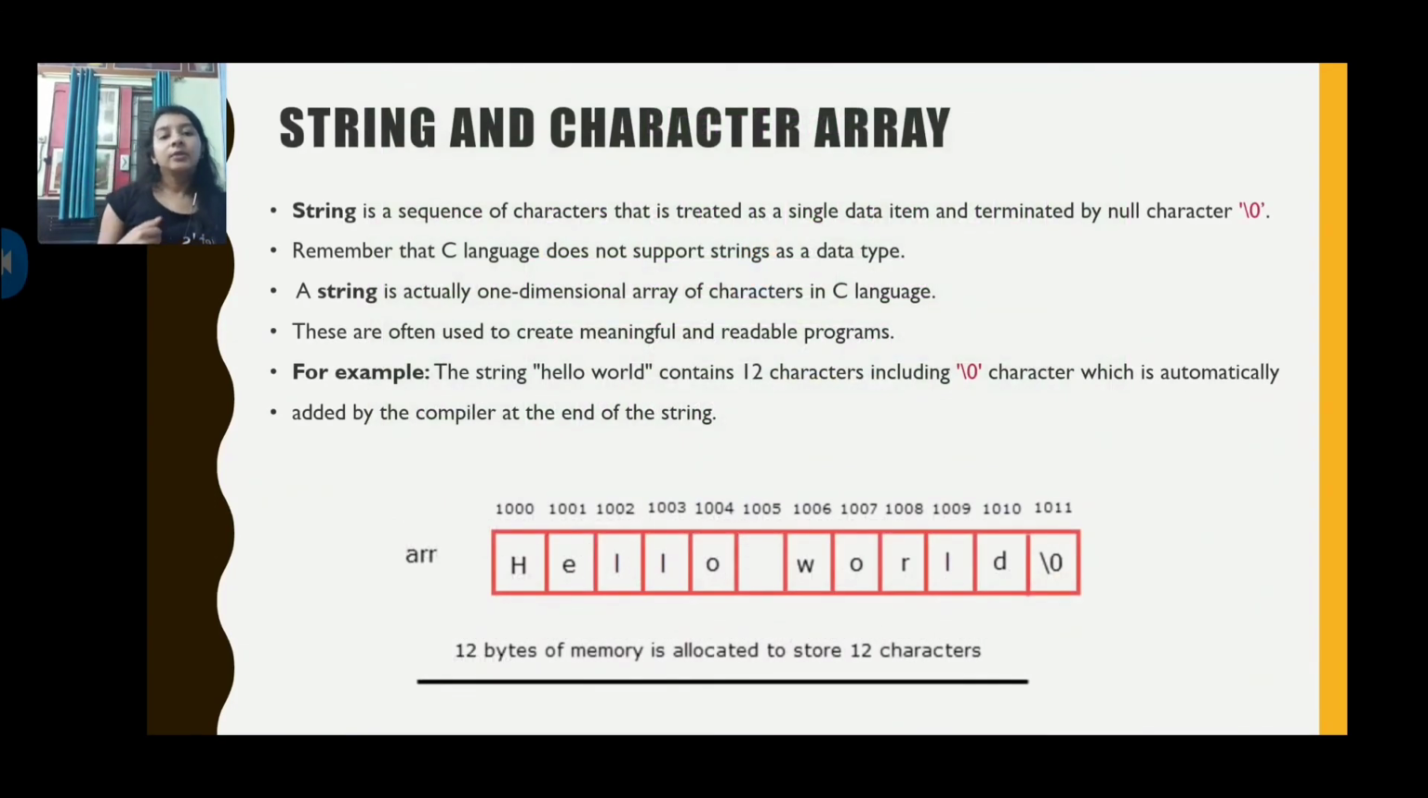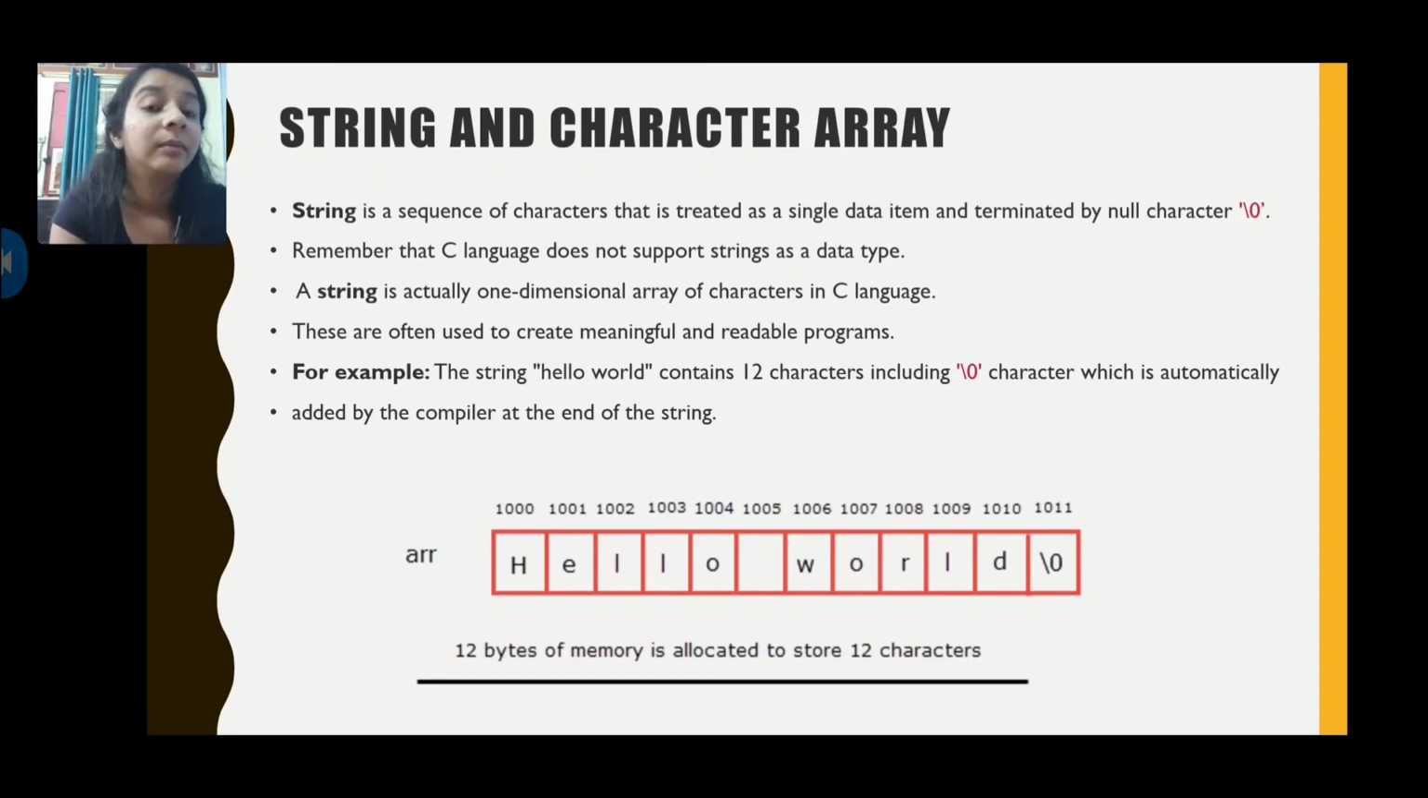Now let us look into string arrays. A string is a sequence of characters that is treated as a single data item and terminated by a null character. It is similar to a character array, but in a string the terminating character is null. That's the only real difference, the basic difference between a character array and a string.